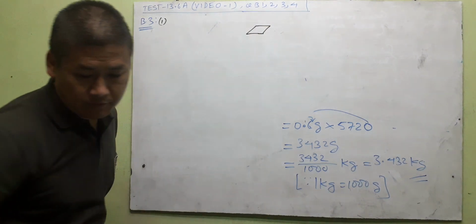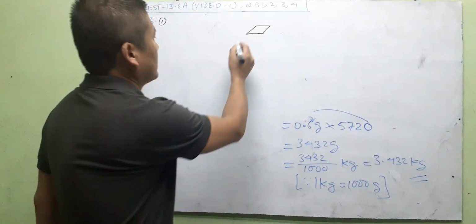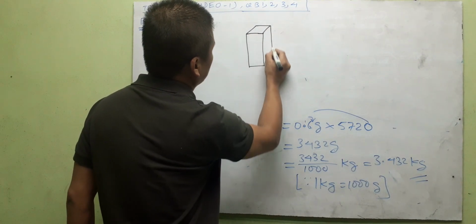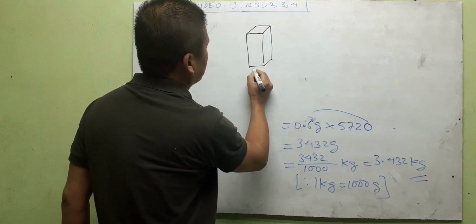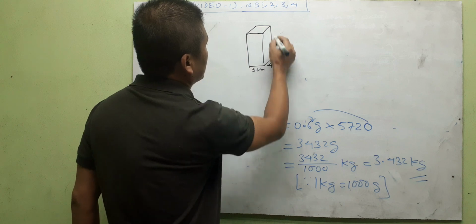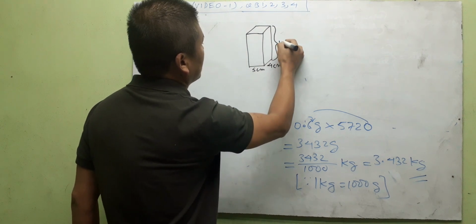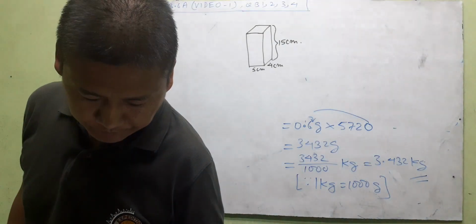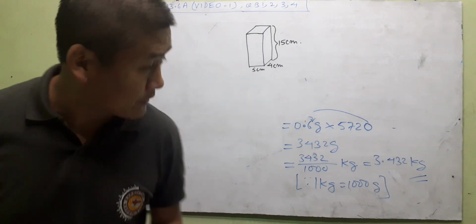That means rectangular means cuboid. This container of a soft drink is like this, so you can draw along with me. The length is 5 centimeter, the width is 4 centimeter, and the height is 15 centimeter. So this is case 1. 5, 4, and 15.